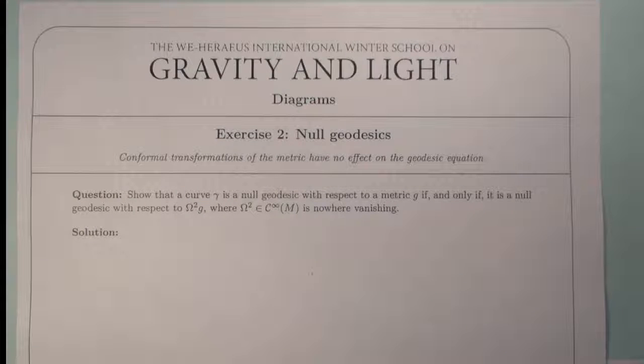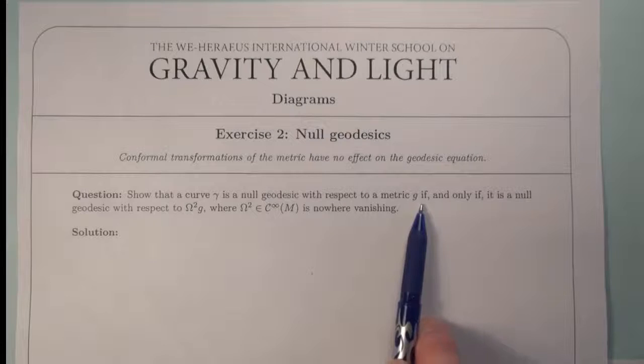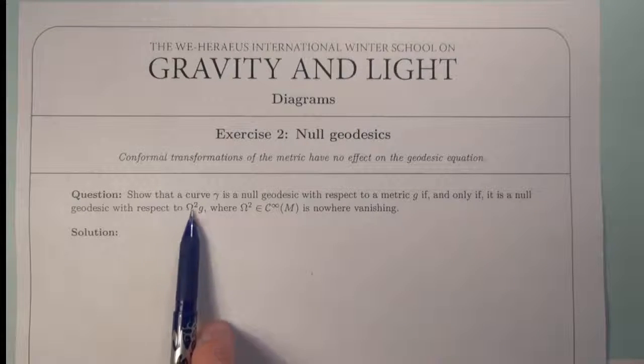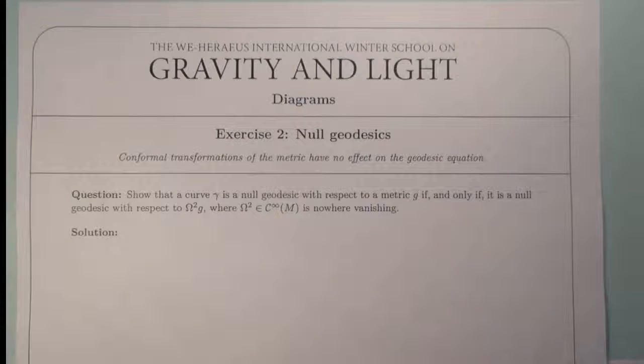We continue with exercise 2, null geodesics. Conformal transformations of the metric have no effect on the geodesic equation. The question here is that we should show that a curve gamma is a null geodesic with respect to a metric g if and only if it is a null geodesic with respect to omega squared times g, where omega squared is a smooth function on M that is nowhere vanishing.